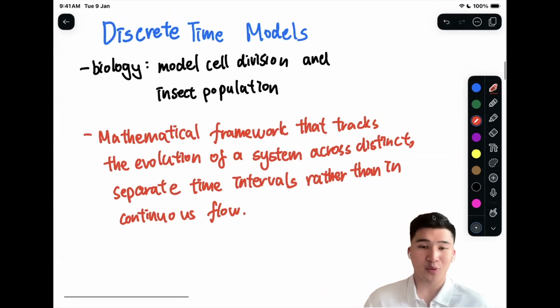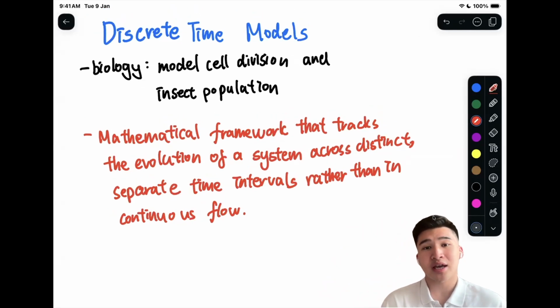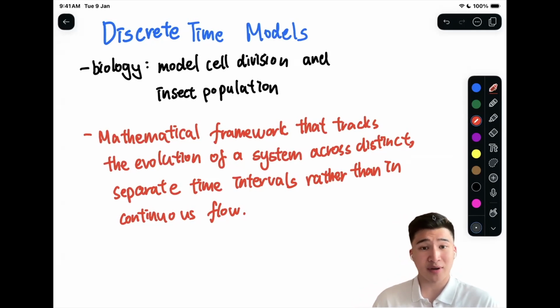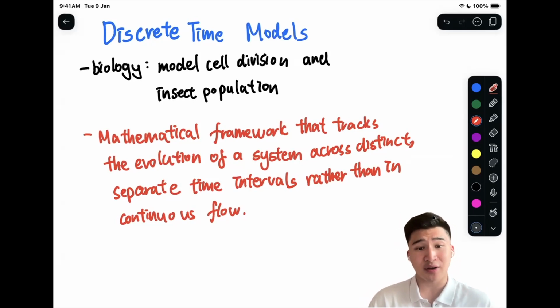So we've learned what a recursive sequence is previously in our different videos, and we learned about what difference equations are. So we're going to use that concept, and today we're going to talk about discrete time models. So first of all, what is a discrete time model? Just by definition, you can see here, right?